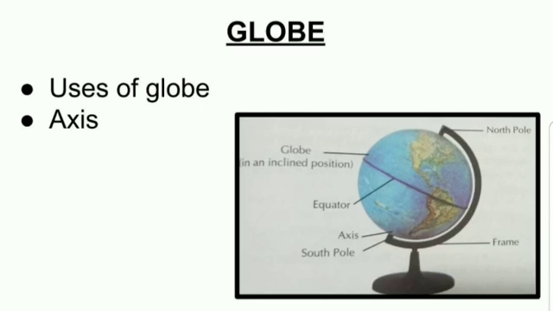So here you can see the diagram of the globe. In your textbook also the same diagram is there. Globe, the whole model is called as globe.